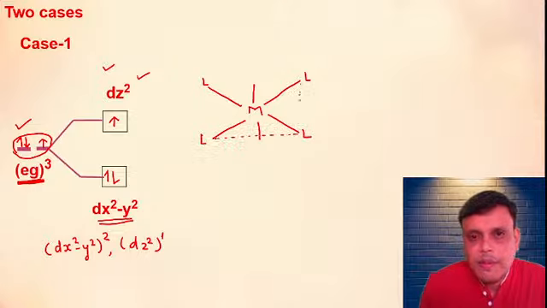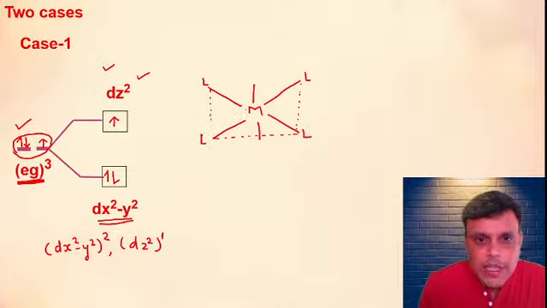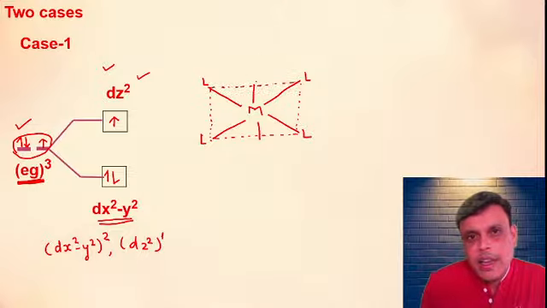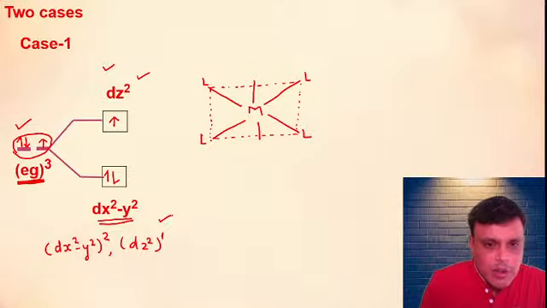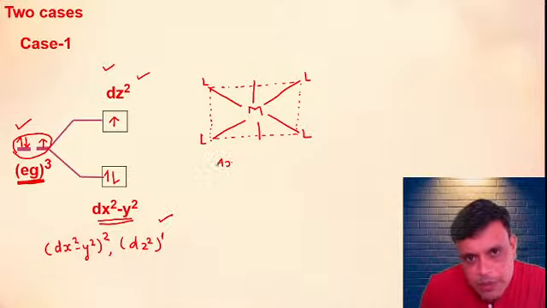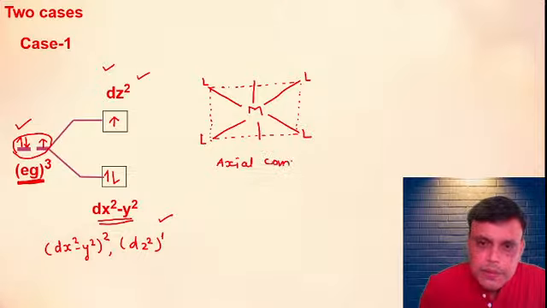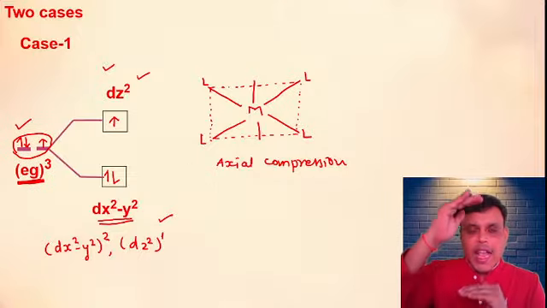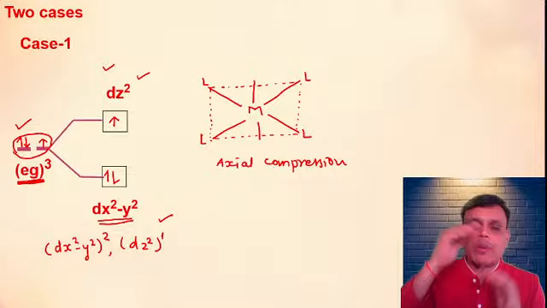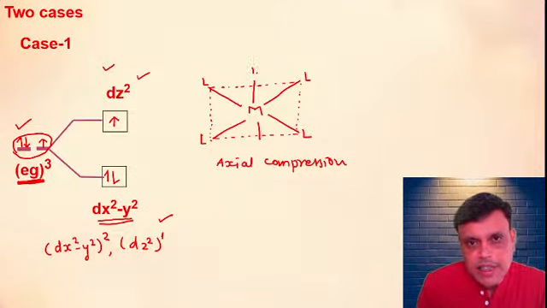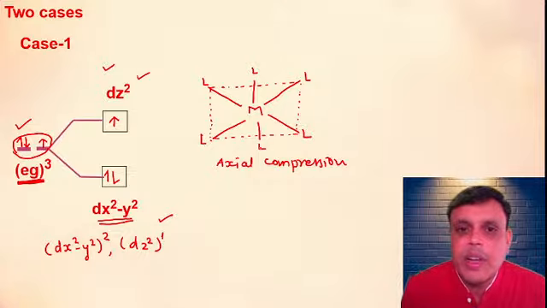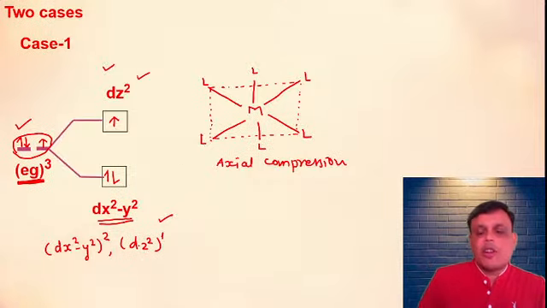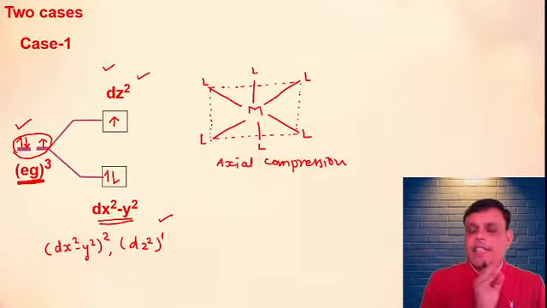When the electronic configuration is dx square minus y square 2 and dz square 1, then axial compression takes place. Why is it called axial compression? Because the axial ligands will get compressed. These axial ligands are there. They will get compressed. So when the electronic configuration is dx square minus y square 2 and dz square 1, then axial compression takes place.